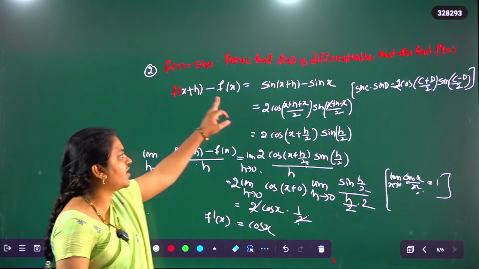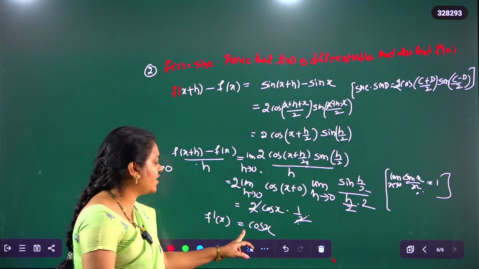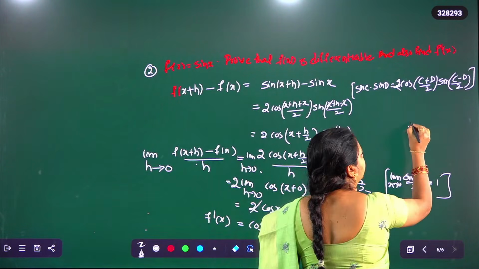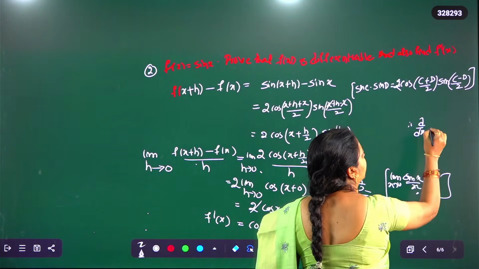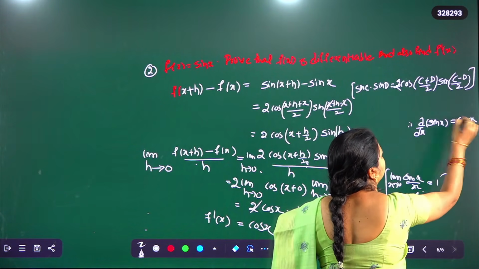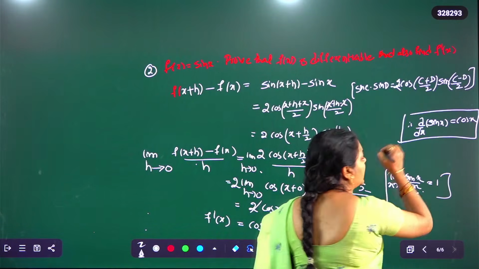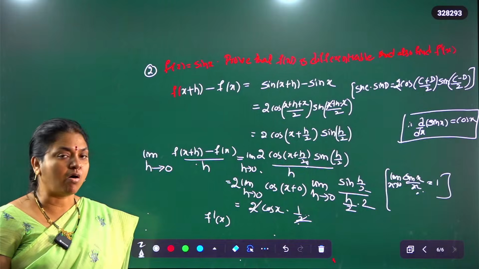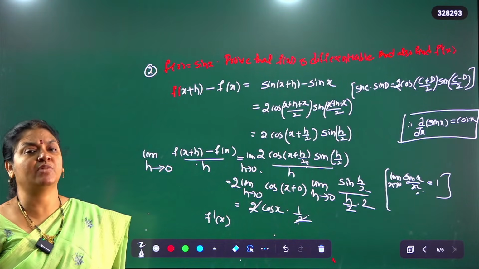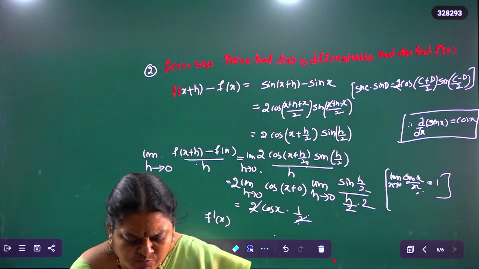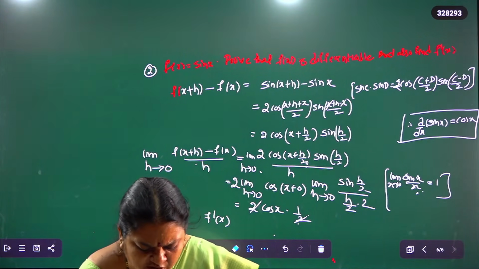That means f of x is differentiable, and we got one function, that is f dash x. Simply we can say the derivative d by dx of sin x is equal to cos x. This is one of the important formulas. Like this, by using the first principle, we can solve all the standard formulas in derivatives. Okay. Now I want to show one more problem in this regard. Let's see one more problem.